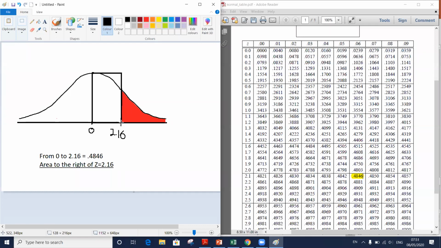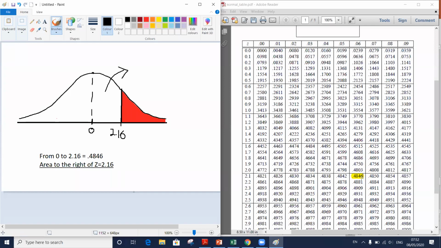0.4846. And another fact we know is since normal distributions are symmetrical, right? What should be the area of this part? Total area under the curve is 1. Since it is symmetrical, one part should be equal to 0.5, right? And this part 0.5. What we have been provided or what we found is the area from 0 to 2.16.